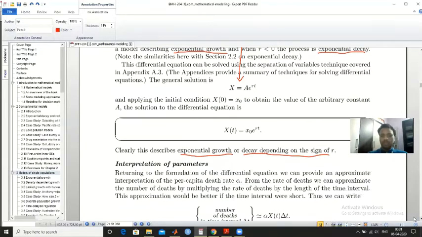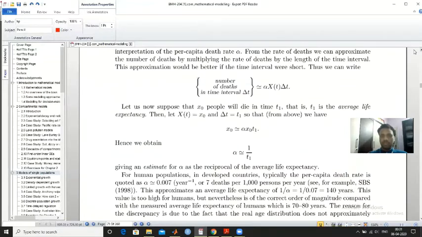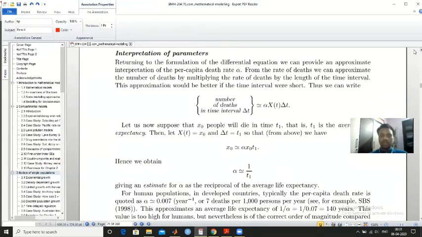Now we interpret some parameters. So what is alpha actually? Alpha can be estimated as the reciprocal of the average life expectancy. If you want to find out alpha, what is the average life of the species? If you take the reciprocal of that, then you will get the death rate.